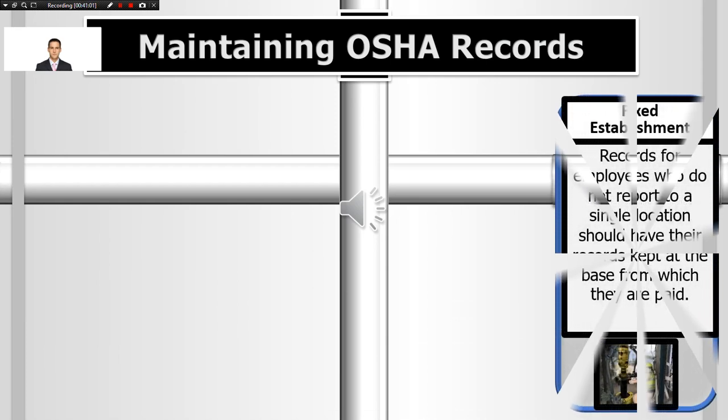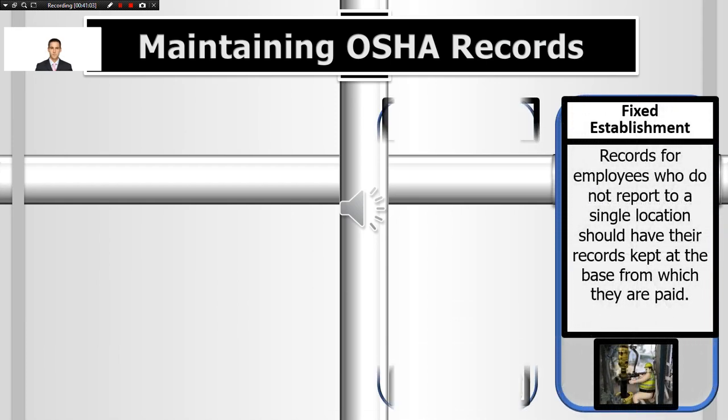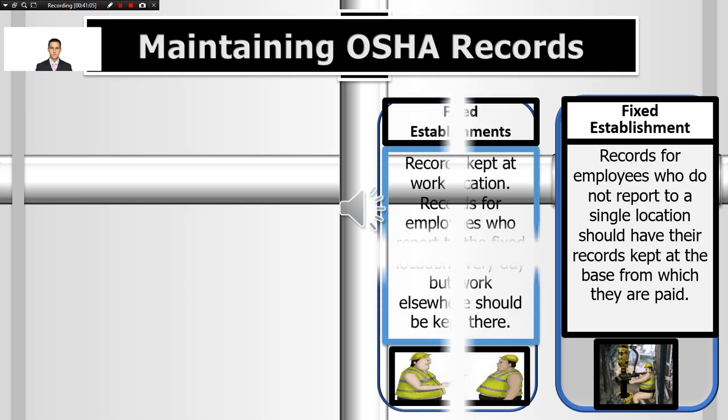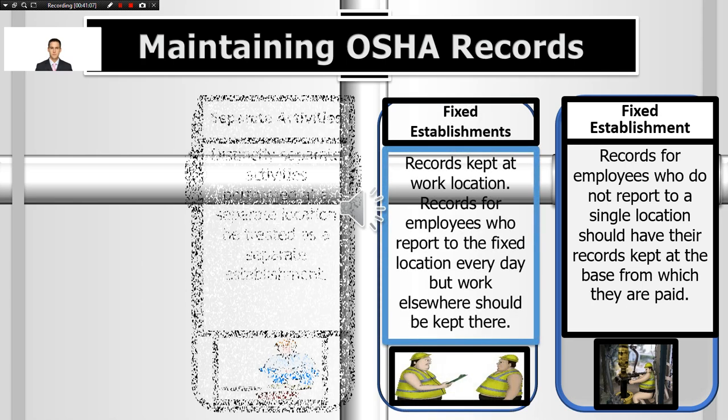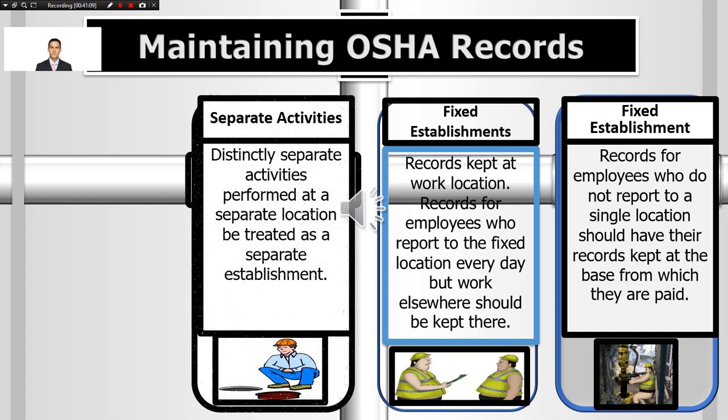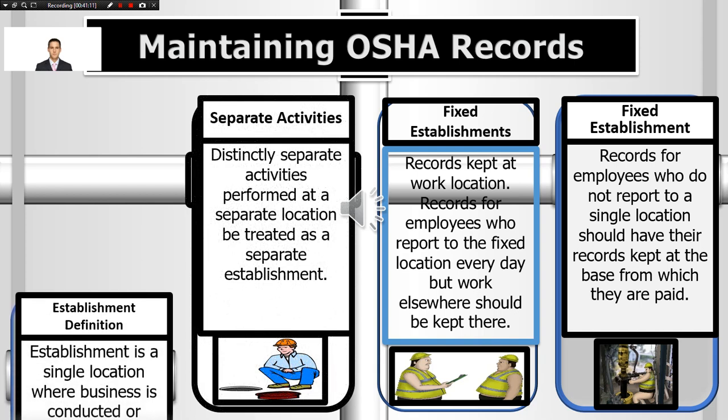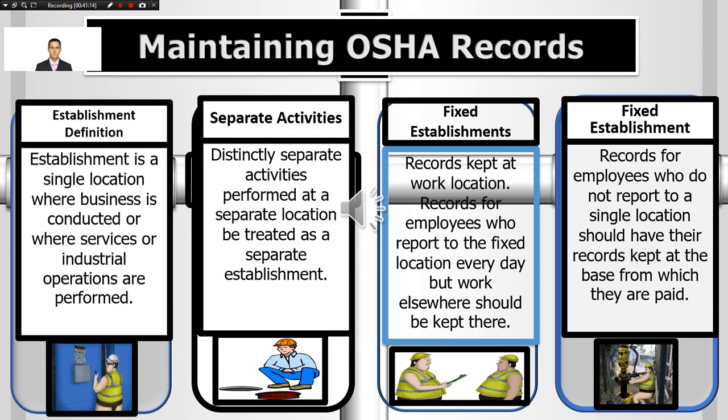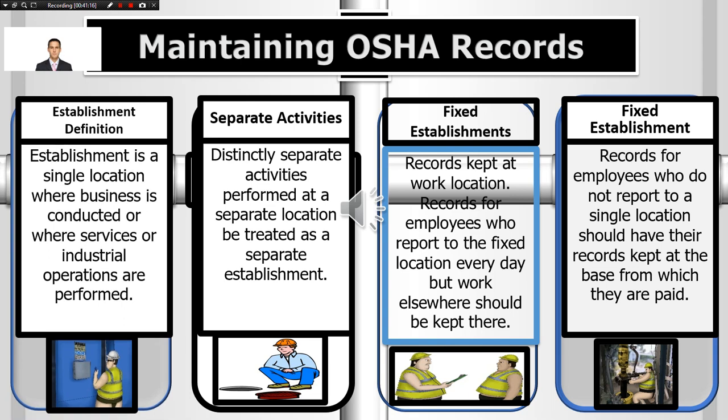What are my responsibilities for maintaining OSHA record-keeping reports? Thanks for asking that question. An establishment is a single location where business is conducted or where services or industrial operations are performed. Distinctly separate activities performed at a separate location should be treated as a separate establishment.